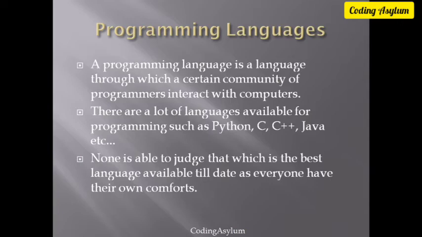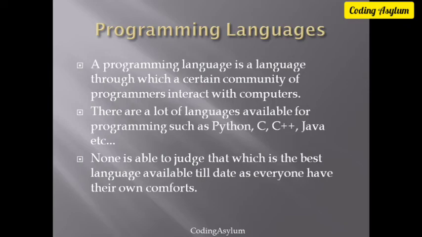Actually, computers do not understand programming languages either, but they understand the binary form of what we write during programming. That's why the extensions play a very principal role in maintaining this binary relationship with the computer. There are a lot of languages available for programming, such as Python, C, C++, Java, etc. You may research the various programming languages; you can search them on Google. So we are starting here with Python.